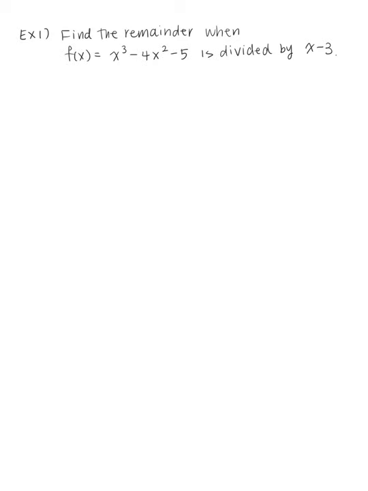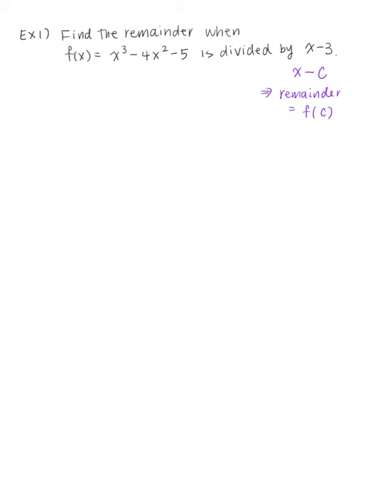So let's do an example. Example 1, find the remainder when f of x equals x cubed minus 4x squared minus 5 is divided by x minus 3. Now first, we need to determine what the value of c is going to be. So remember the theorem. Theorem says that if the divisor looks like x minus c, then the remainder is going to be f evaluated at c.